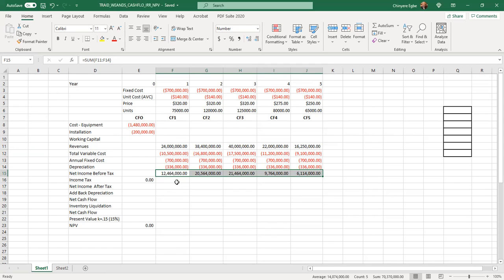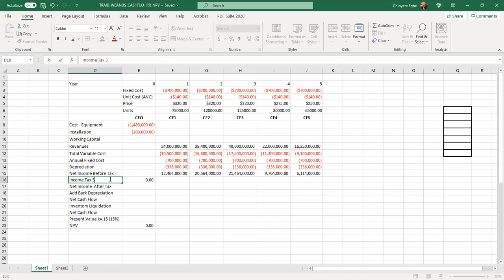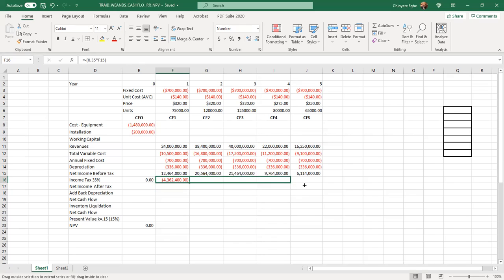And so net income before tax, your tax rate, let us say a tax rate of 35%. So that will be minus 0.35 times your profit, which here is F15. Okay, so that's your tax. So you subtract that. Okay, so your net income after tax, you subtract your tax from your income.